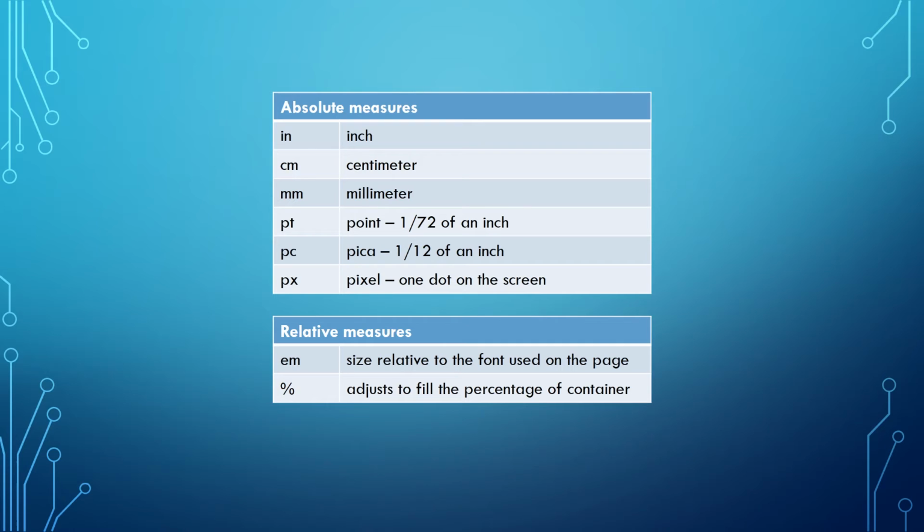Percents are also relative measures. These adjust to fill the percentage of the container they are in. So if you have an image set to a width of 100%, it will go all the way across the page. And if you resize the browser window, the image resizes with it to go across 100% of the new size. This is even more important for phone screens. Using relative measures prevents users from having to scroll around so much. Percents can also be used in relation to the size of the table or other container the element is in.